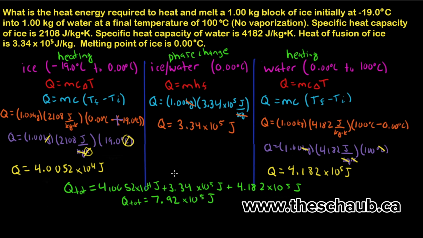So in summary, how much heat energy is required to melt 1 kilogram of ice at negative 19 degrees Celsius and heat it to 1 kilogram of water at 100 degrees Celsius? It takes 7.92 times 10 to the 5 joules.